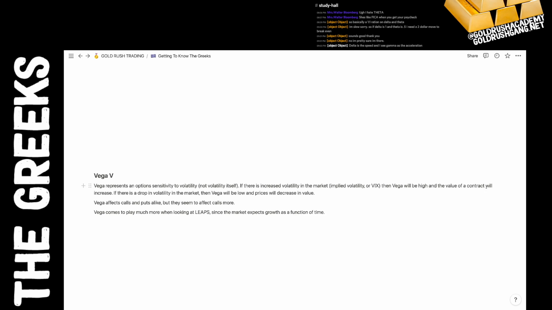increase. If there's a drop in volatility, such as maybe the earnings result came out and now IV crushes, IV falls like crazy, or maybe the VIX just dies. There's a drop in volatility, then the Vega will be low, and it will decrease the value of your contracts.